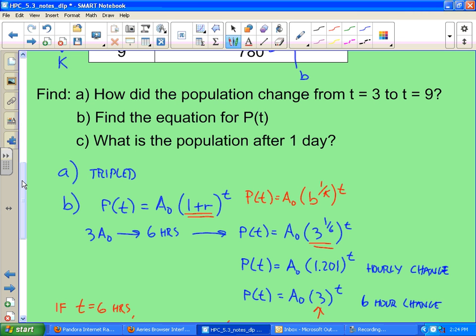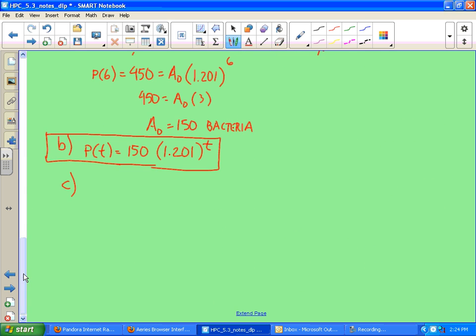Again, mixing my units. I've got to remember that a day is equal to 24 hours, because that's the information that was given to me, and my formula is set up in hours, not days. So I have to make sure I plug the right stuff in. 24 for my T. P of 24 is equal to 150 times 1.201 to the 24.